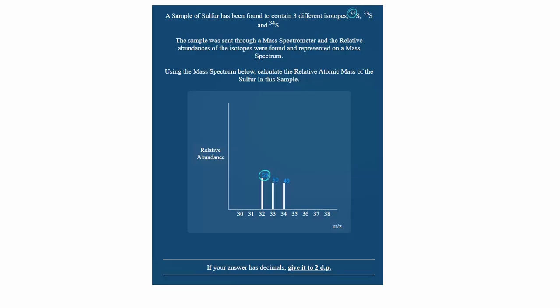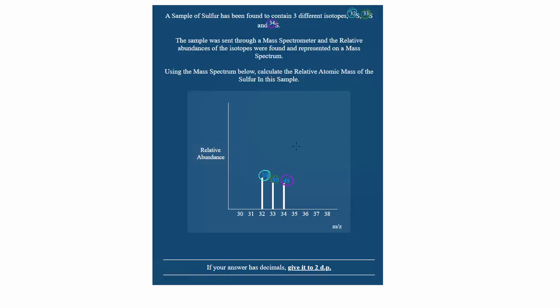Then if we look now at the next one, sulfur 33, and we look at the graph again, at 33 we've got another peak, and a corresponding relative abundance of 50. And then for sulfur 34, we look again at the mass spectrum, we see at 34 we've got another peak, and a corresponding number of 49.